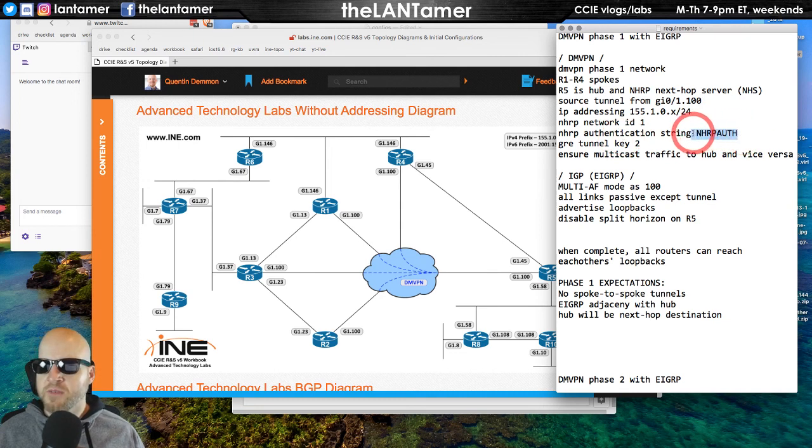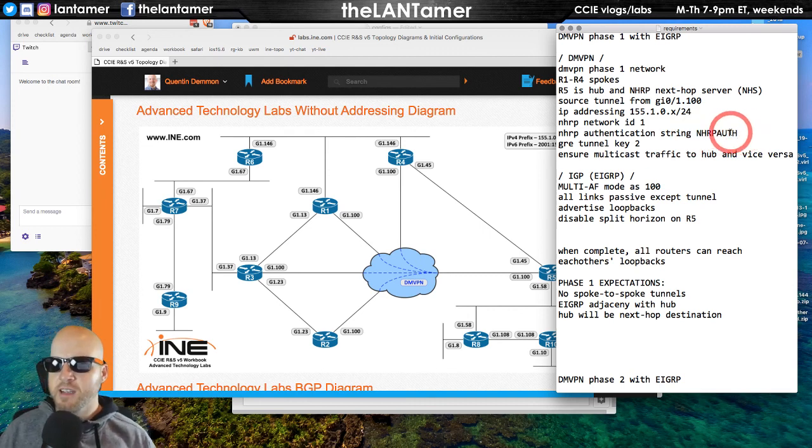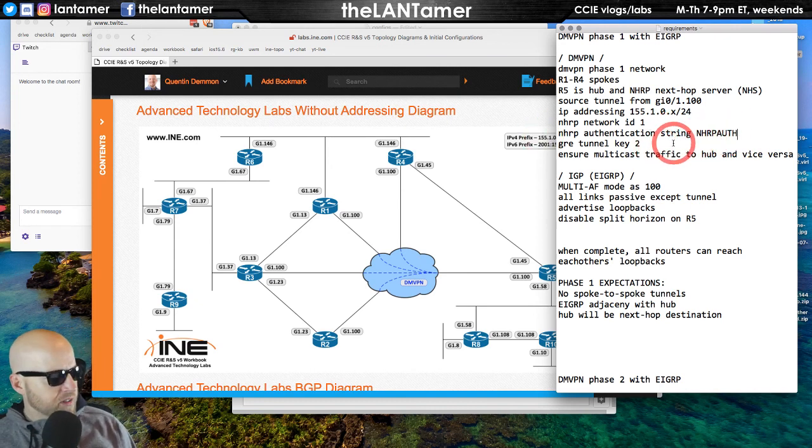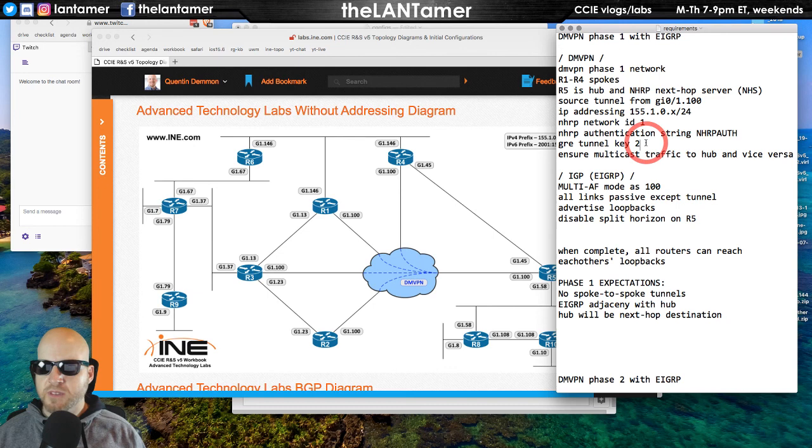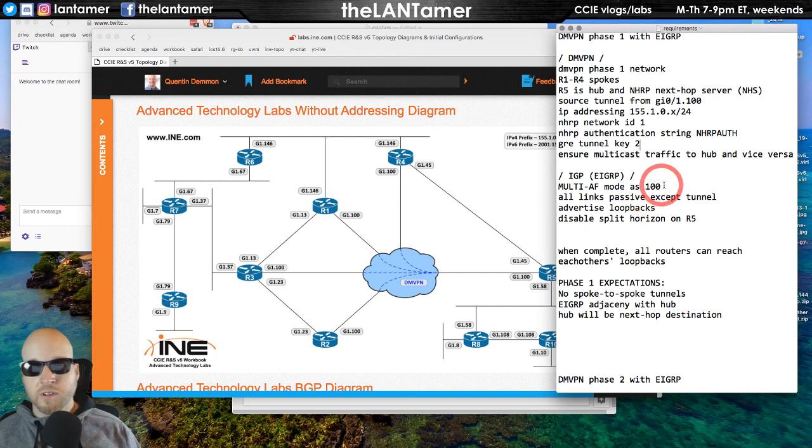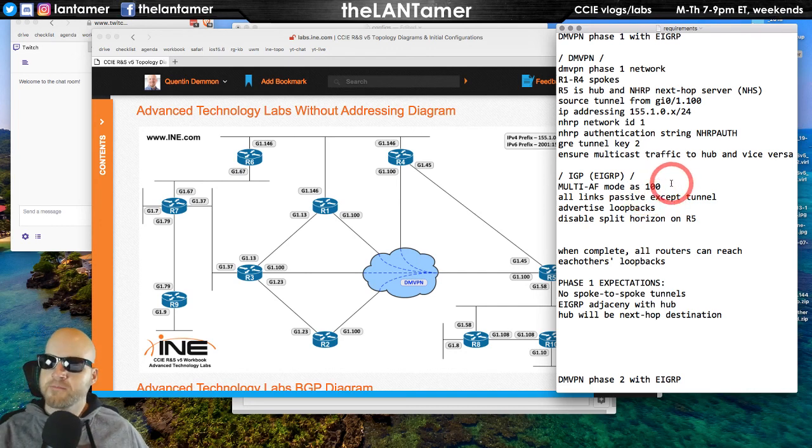And if you did not know the character limit of this, it is 8 characters. I wanted to play around with how that works last night, but I didn't have time. So it wants us to use authentication and a GRE tunnel key of 2. This does matter. Ensure multicast traffic goes to the hub. In other words, EIGRP discovery, right? We're not going to use the neighbor command in EIGRP. We're going to rely on the hello packets to discover neighbors.